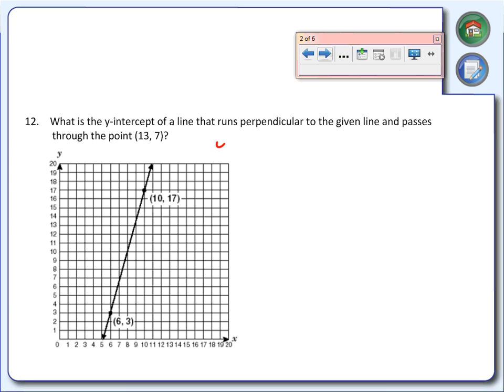First thing I'm going to do is start off with the equation of this line that we're given. I want to know what's the equation of that line. Now, the easiest way to find the equation of that line is to use our stat button. After all, they did give us 2 points. We got the point 10, 17, and we also got the point 6, 3. So do a linear regression for me and see what we get for the equation.